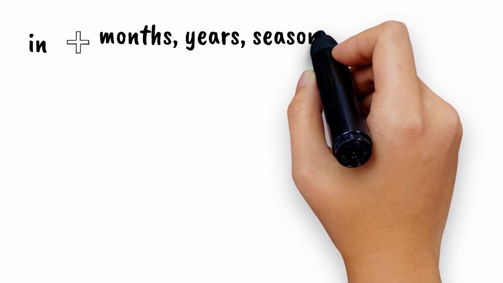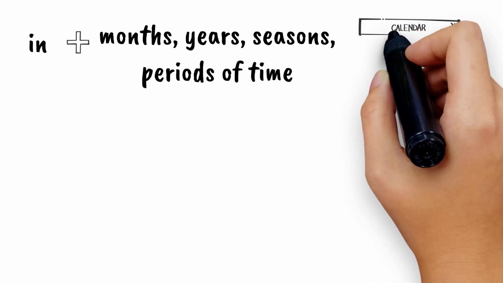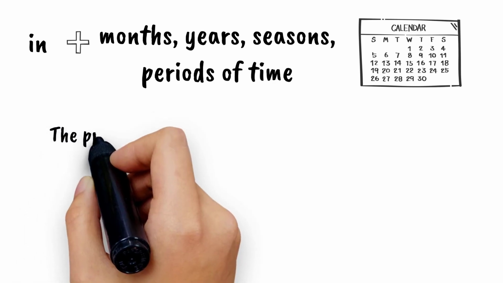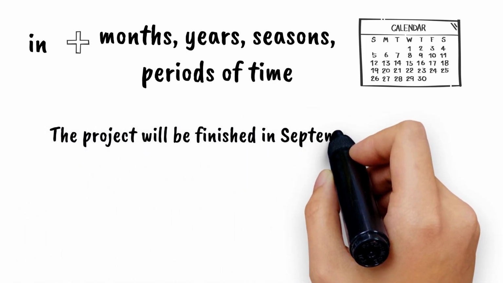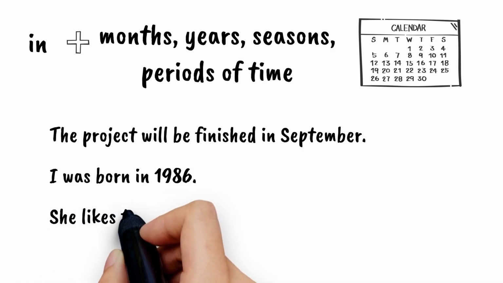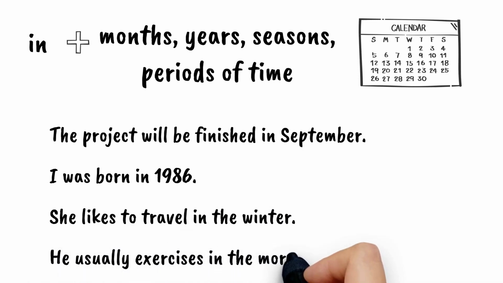Now, let's look at some examples for in. You learn that in is used with months, years, seasons, or some other period of time, like it happened inside that period. So you can say, the project will be finished in September. I was born in 1986. She likes to travel in the winter. He usually exercises in the morning.